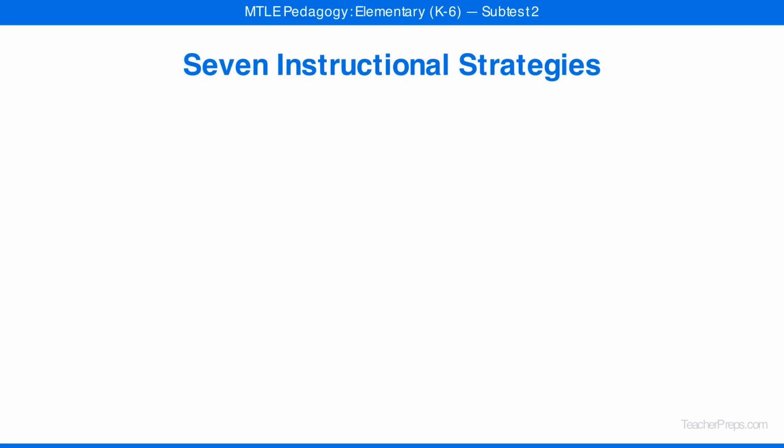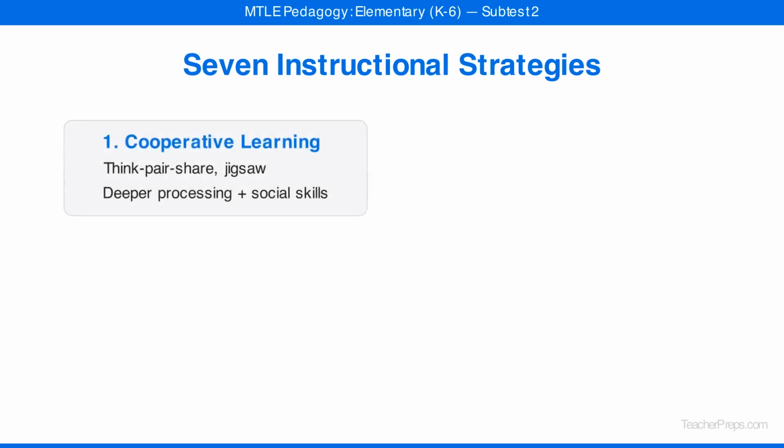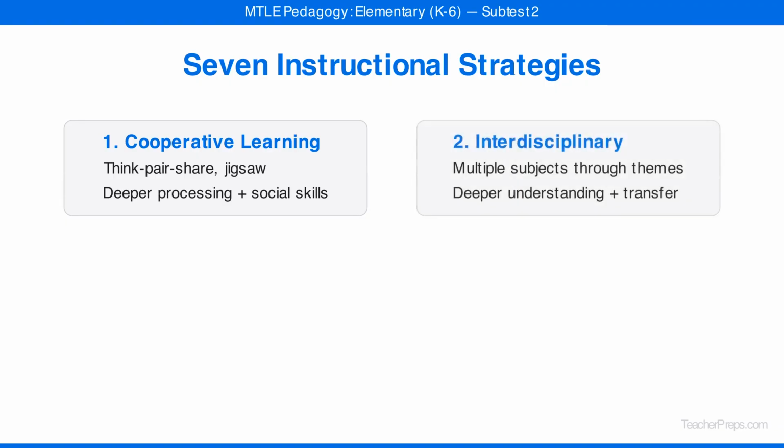Competency 9 focuses on instructional strategies. Let's walk through 7 key strategies, their characteristics, advantages, and limitations. First, cooperative learning. Kagan structures like think, pair, share, jigsaw, and numbered heads together put students in structured groups with individual accountability. The advantage is deeper processing and social skill development. The limitation is unequal participation if groups aren't carefully formed.